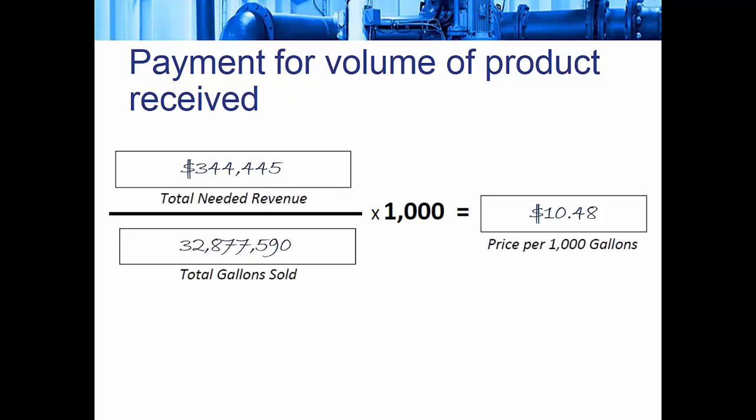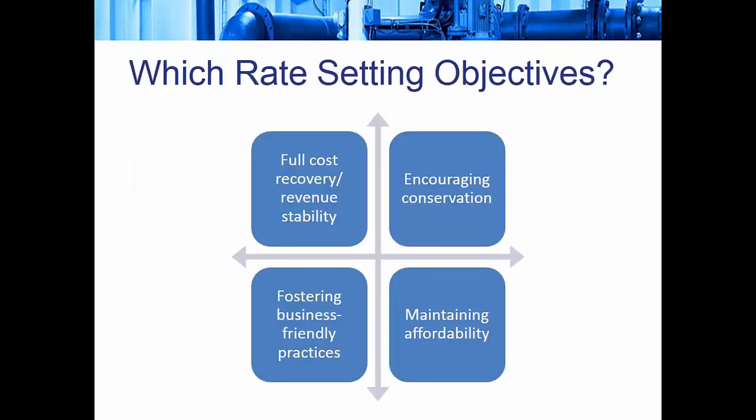It would be $10.48 per 1,000 gallons. And as long as Irvindale in this year sells 32.87 million gallons, it will come up with exactly the right amount of money that it needs at the end of the year. Okay, so again, which of the objectives we talked about earlier would this type of rate structure help with?